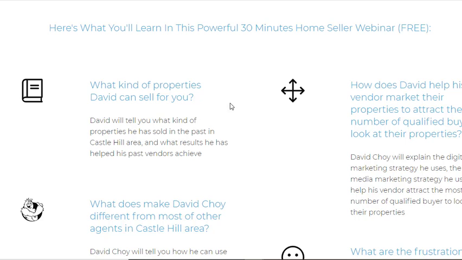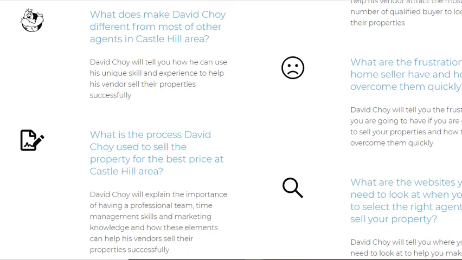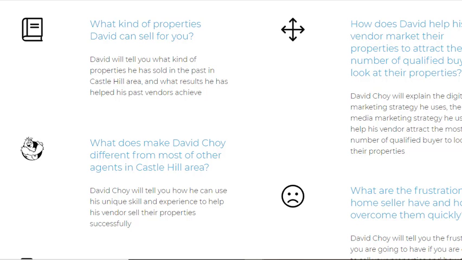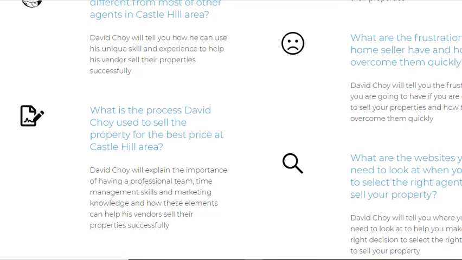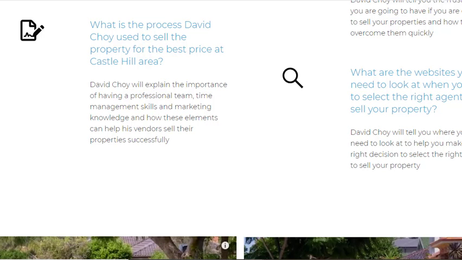What kind of property can they sell for you, and what makes David Cho different from other agents? What's the process he uses to sell the property? How does David Cho help vendors market the property and attract qualified buyers? What are the frustrations home sellers have, and how to overcome them quickly? And what do you need to look for when you select an agent? It's all of the answers people want to know.